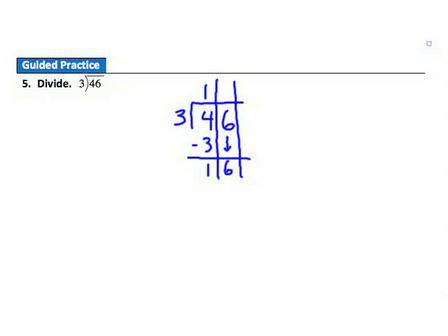3 goes into 16 5 times. And now I'm going to multiply. 5 times 3 is 15. I'm writing that below the 16 because I'm going to subtract it. And when I subtract it, I get 1. There are no more digits to bring down, so I'm done with my problem. However, I have this 1 left over. So my answer is going to be 15, remainder 1.